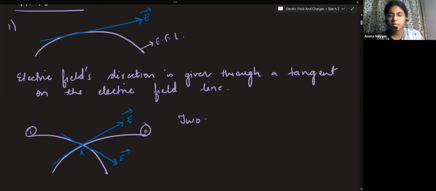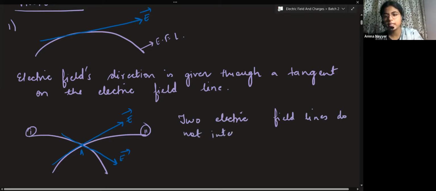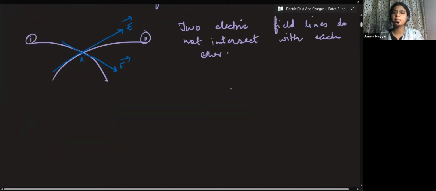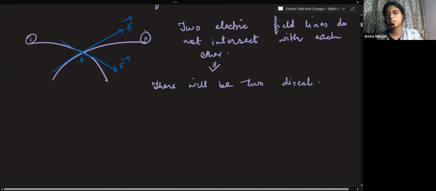So two electric field lines do not intersect with each other. And the explanation of it is simply that there will be two directions of electric field, which is not possible.